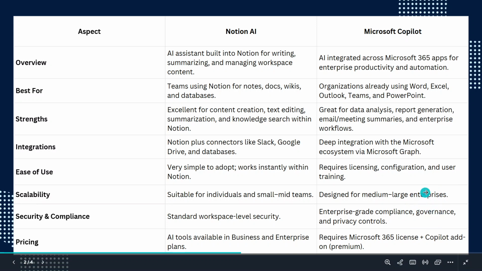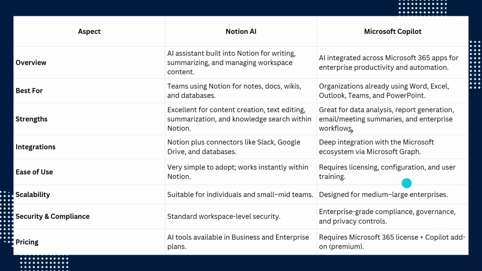So, which one should you choose? If you are focused on tasks involving writing, note-taking, creating team wikis, and enhancing workspace productivity, Notion AI is likely the right fit. Alternatively, if your priority lies in handling enterprise workflows, data analysis, managing emails, and conducting meetings, Microsoft Copilot could be the better choice.